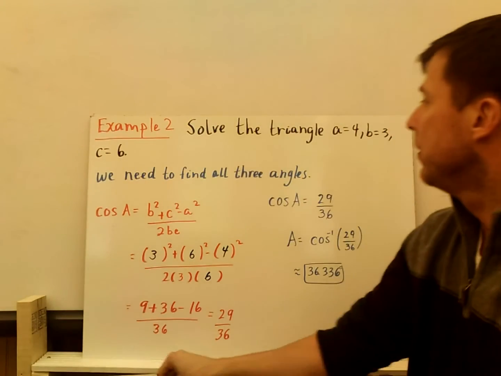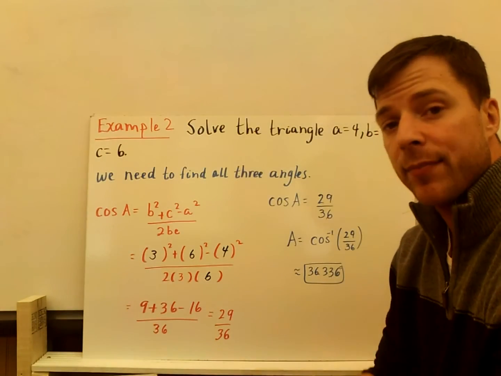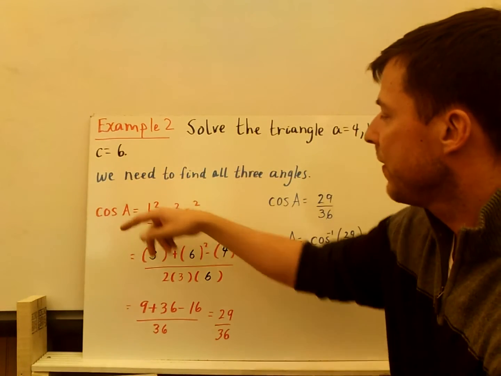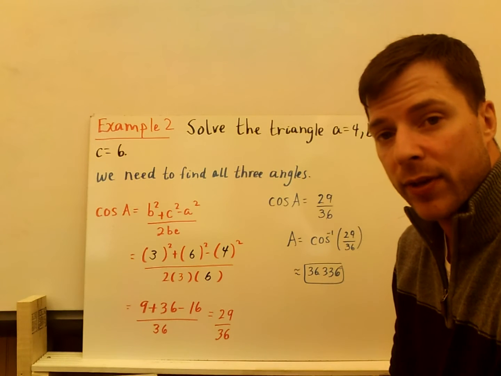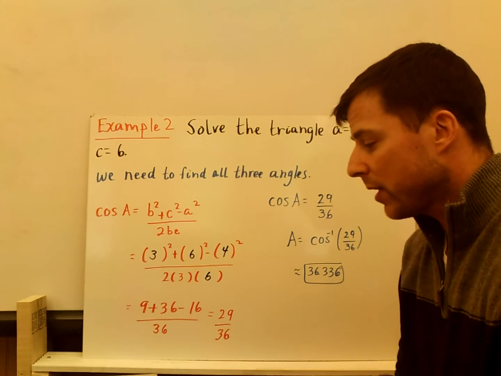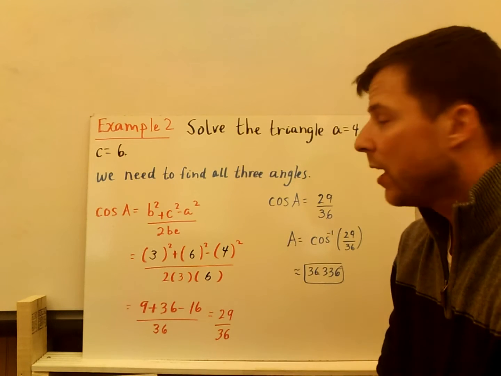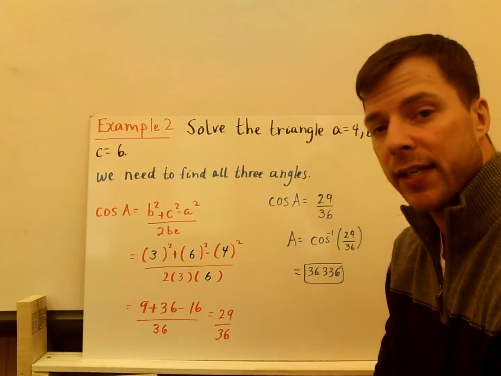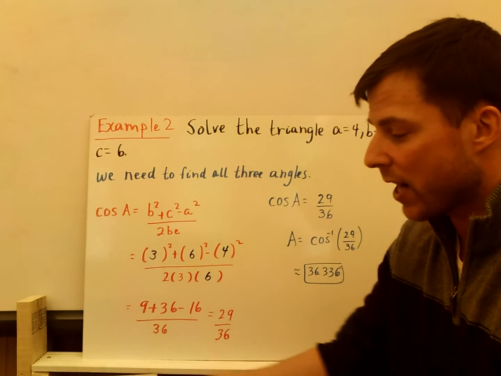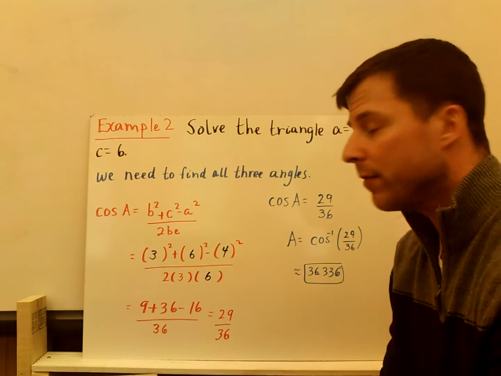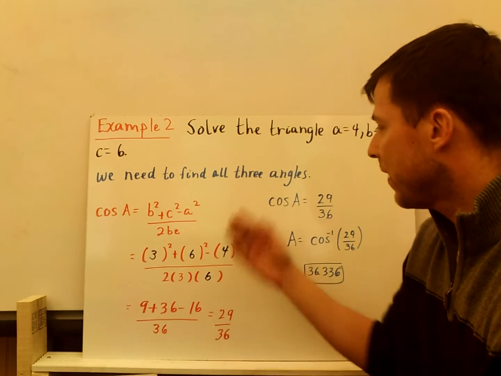In this example, I have not side angle side, but all three sides. Solve the triangle: a, b, and c. So we need to find all three angles. It's very similar to the last problem, but instead of just doing the Law of Cosines once, I have to do it twice to get two angles, and then I can find the missing third angle by subtracting the two I found from 180, like I did before.